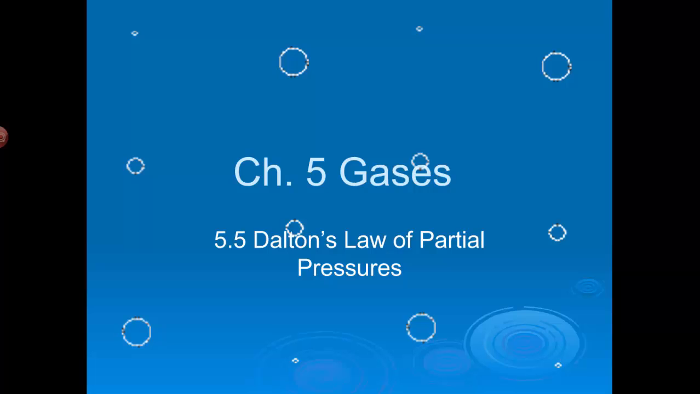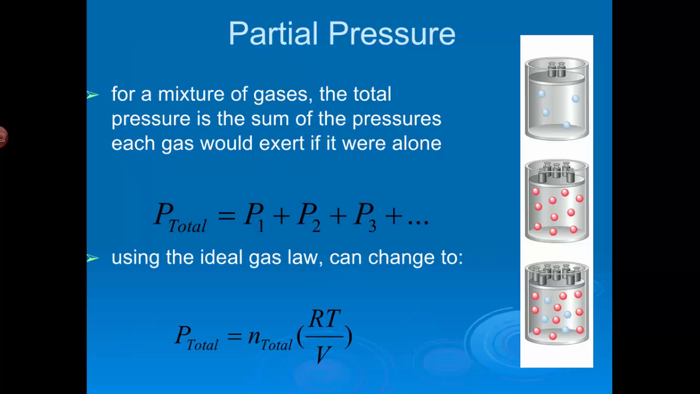So another useful law in working with gases is Dalton's law of partial pressures. Dalton's law of partial pressures is very simple. It simply says that if you have a mixture of gases, the total pressure of that mixture is the sum of the pressures of each gas if it were by itself. We call those partial pressures. Okay? So P total equals P1 plus P2 plus P3, etc., however many gases you have.